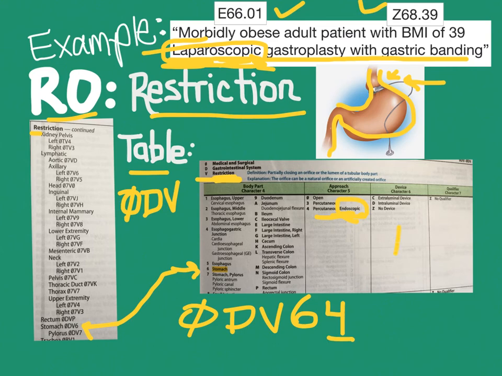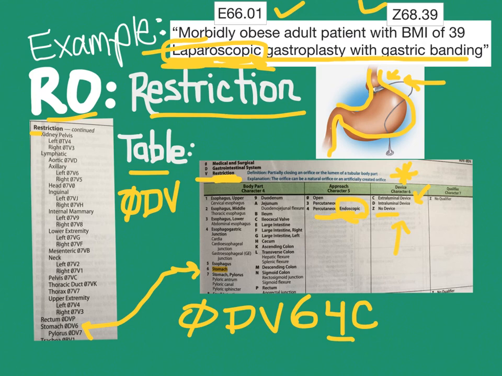We will pull in the character device C for extraluminal device. So how do we know this is an extraluminal device and not an intraluminal device? Well, first of all, let's remember, if we're going to use a device character, that means the device has to be left in the body after the procedure. So we know they're doing that. They're leaving that silicone band on the stomach after the procedure to do its job. So we definitely do need a device character, not no device. We definitely have a device being left in the body.